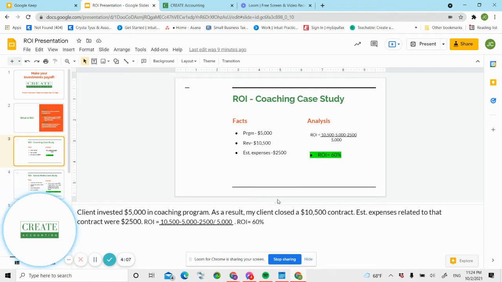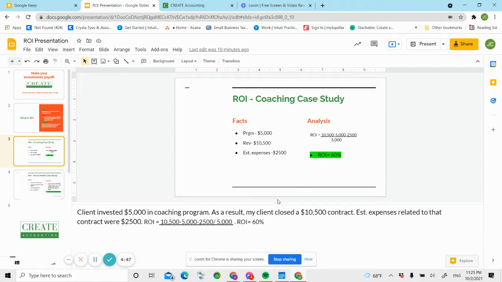Now, what we do is we take the amount of revenue generated, subtract out the investment cost, and subtract out the cost to implement that asset or that program or that investment, and you divide that by the asset's or the program's cost. And here we get a 60% ROI. Now, please understand, your ROI is going to fluctuate based on the investment that you're making and the industry that you are in.